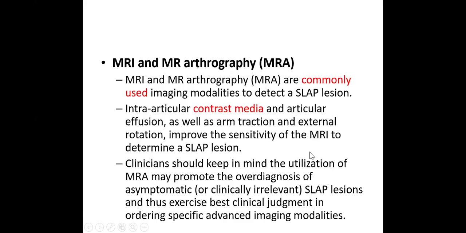Magnetic resonance imaging and magnetic resonance arthrography are both very commonly used to detect the SLAP lesion, and specifically when the contrast is injected, it increases the sensitivity of the MRI. And not only the contrast media, the articular effusion as well as traction of the arm and external rotation all increase the sensitivity of the MRI in the detection of the SLAP lesion.